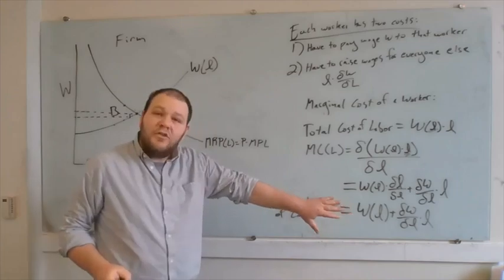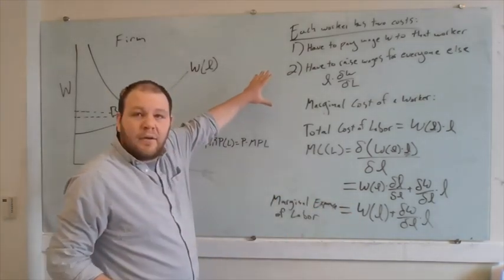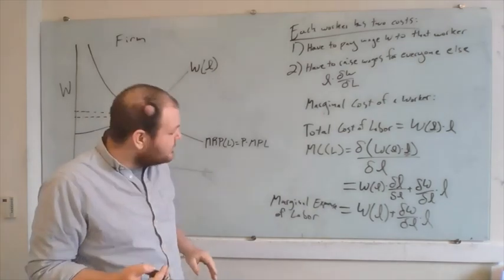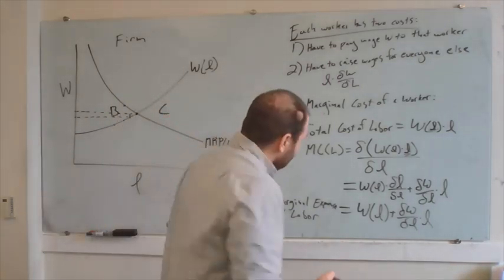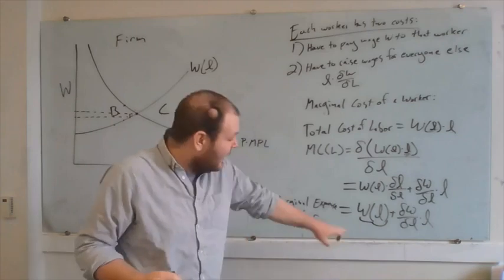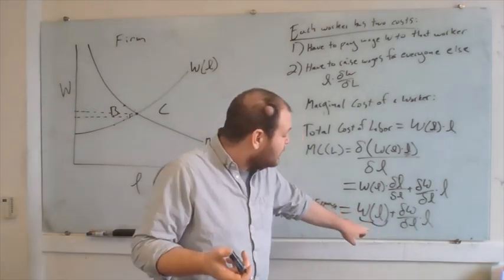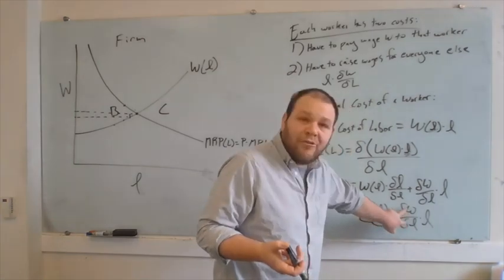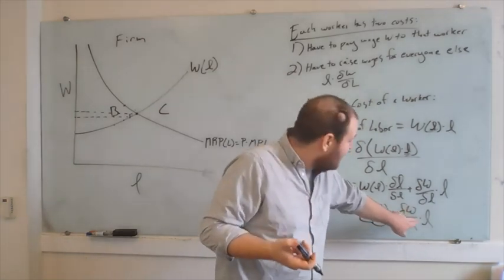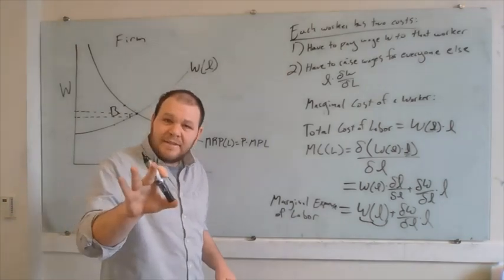And this is just a mathematical derivation of the logic we started out with here, right? What we're saying is the cost of hiring an extra worker is the wage we pay to that worker themselves, right? W(L), the wage necessary to hire an additional worker, plus the raise we give everyone else, dW/dL, times the number of workers we've already hired. This makes sense?